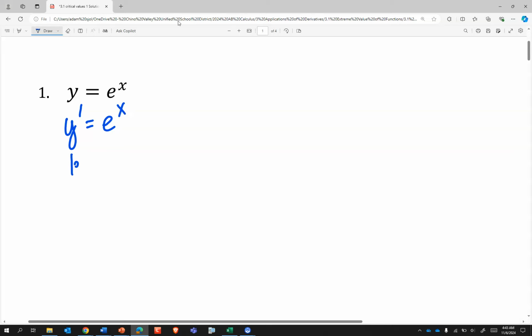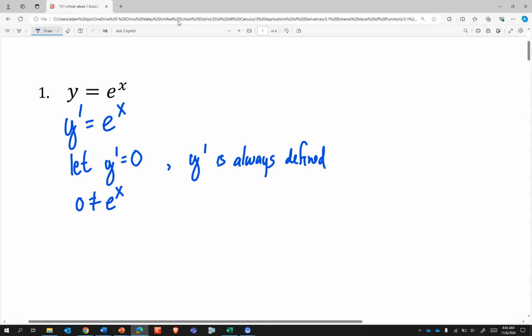E to the x, we're going to let y prime equal 0. And we might as well say y prime is always defined. And 0 does not equal e to the x. So maybe we'll just say no critical values.